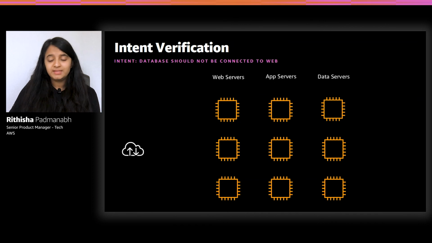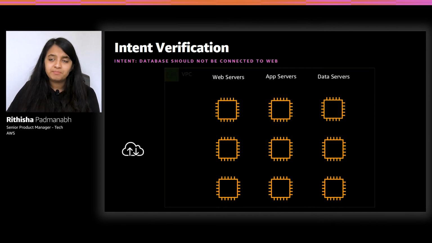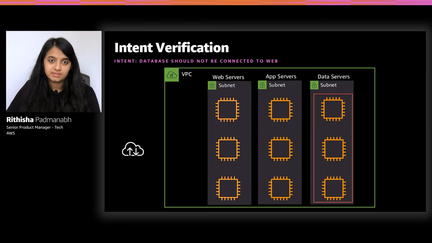Now let's look at the next use case, which is intent verification. A common design pattern is to have your VPC separated into 3 tiers and have each of these tiers in their own subnets: web, app, and database tiers. In such an architecture, you might want to have some implicit security properties that should always hold true. For example, you might want to make sure that no instance in your database tier can directly talk to any instance in the web tier.